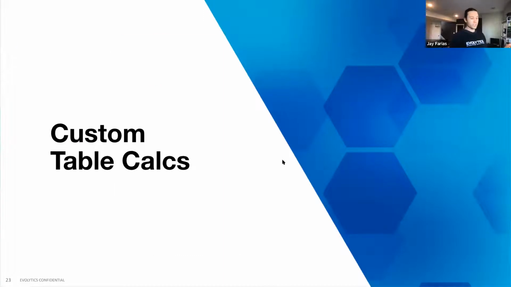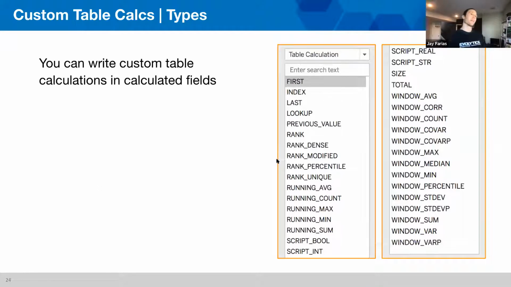All right, so that's a good segue into custom table calcs. That's creating your table calculations in the calculated field editor. These are all of the table calculation functions that Tableau has. We have a few that are row specific: first, index, last, and lookup. Rank, we covered that. There's actually a few different kinds of ranks: dense, modified, percentile, and unique, depending on how you want the rank to calculate. We have running average, running sum, count, max, and min. We looked at running sum earlier.